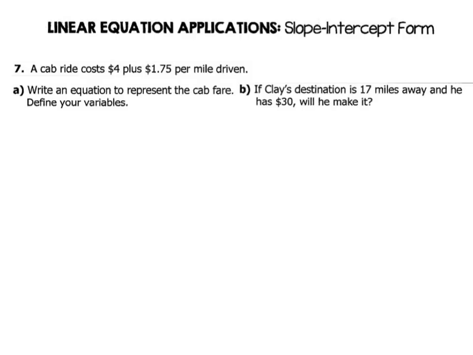All right, so linear equation applications, slope-intercept form. So we've got word problems, and our goal is to write equations in slope-intercept form. So number 7, a cab ride costs $4 plus $1.75 per mile driven. We want to write an equation to represent the cab fare, and we want to define our variables. So an equation we could write is we could say cab fare equals $4 plus $1.75 for every mile, or $1.75 times m.